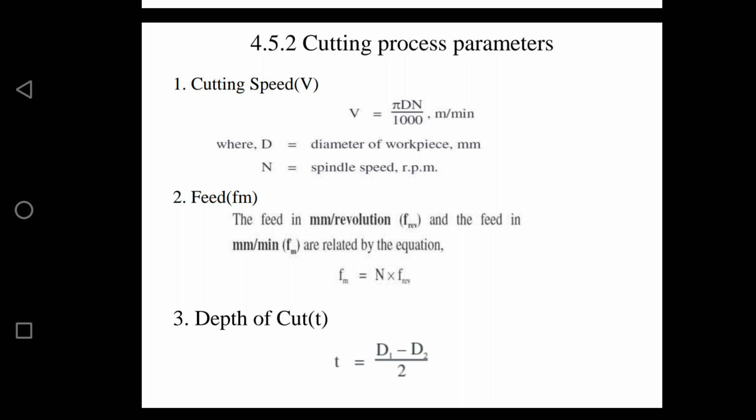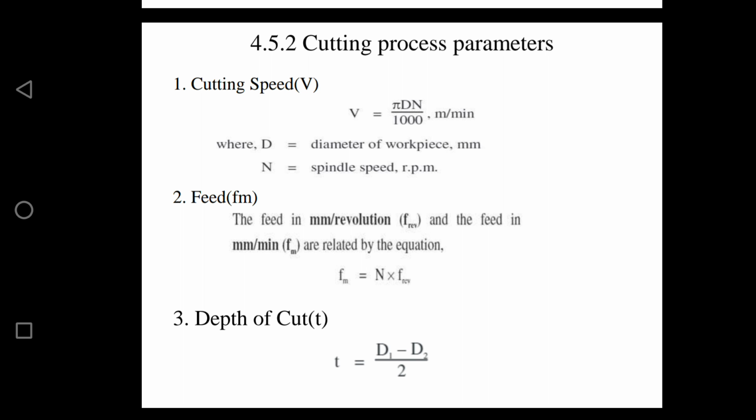The speed at which it is removed, in the sense that we are removing the material with respect to time. In a lathe machine, it is the peripheral speed of the workpiece and is given by V equal to pi D N by 1000, in the unit meters per minute. Where D is the diameter of the workpiece and N is the spindle speed, in revolutions per minute.